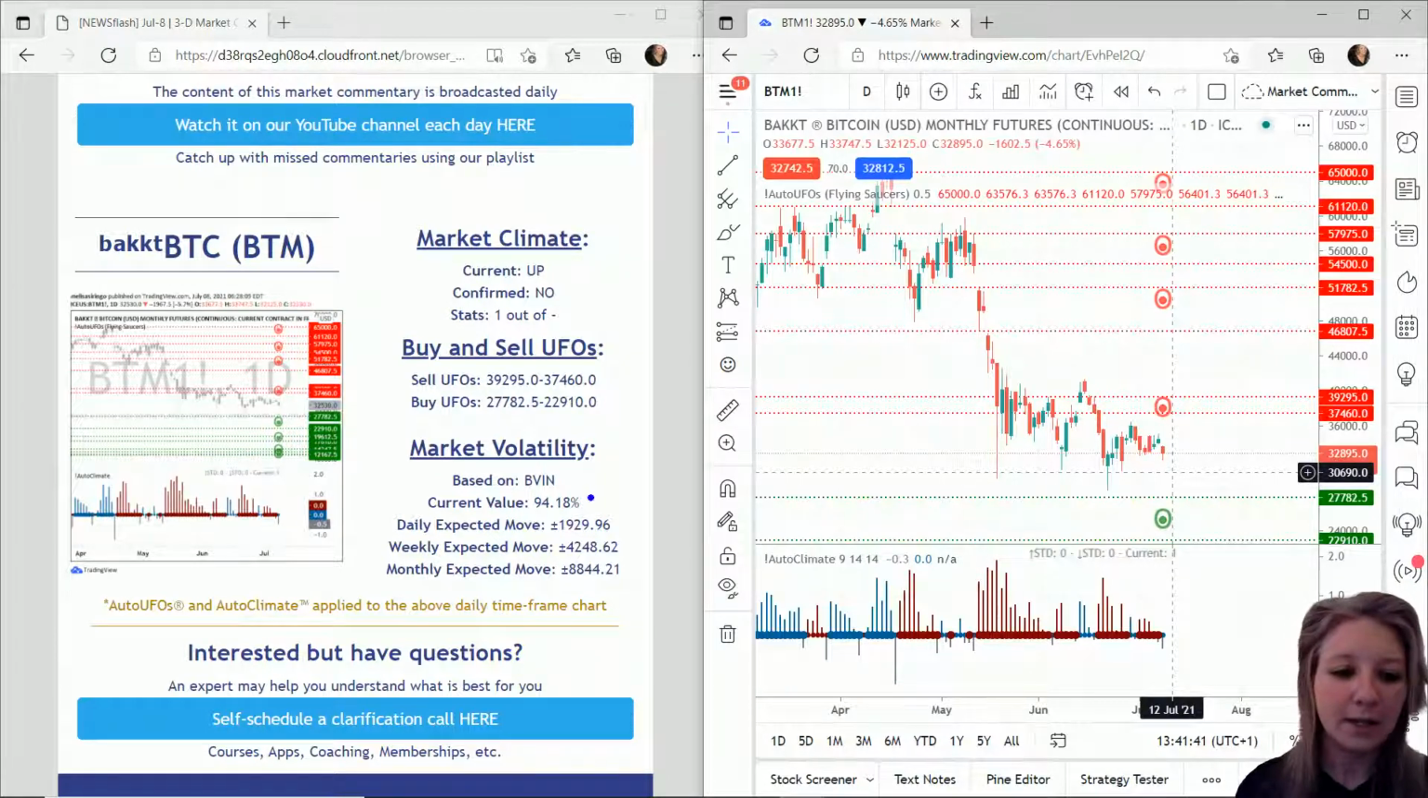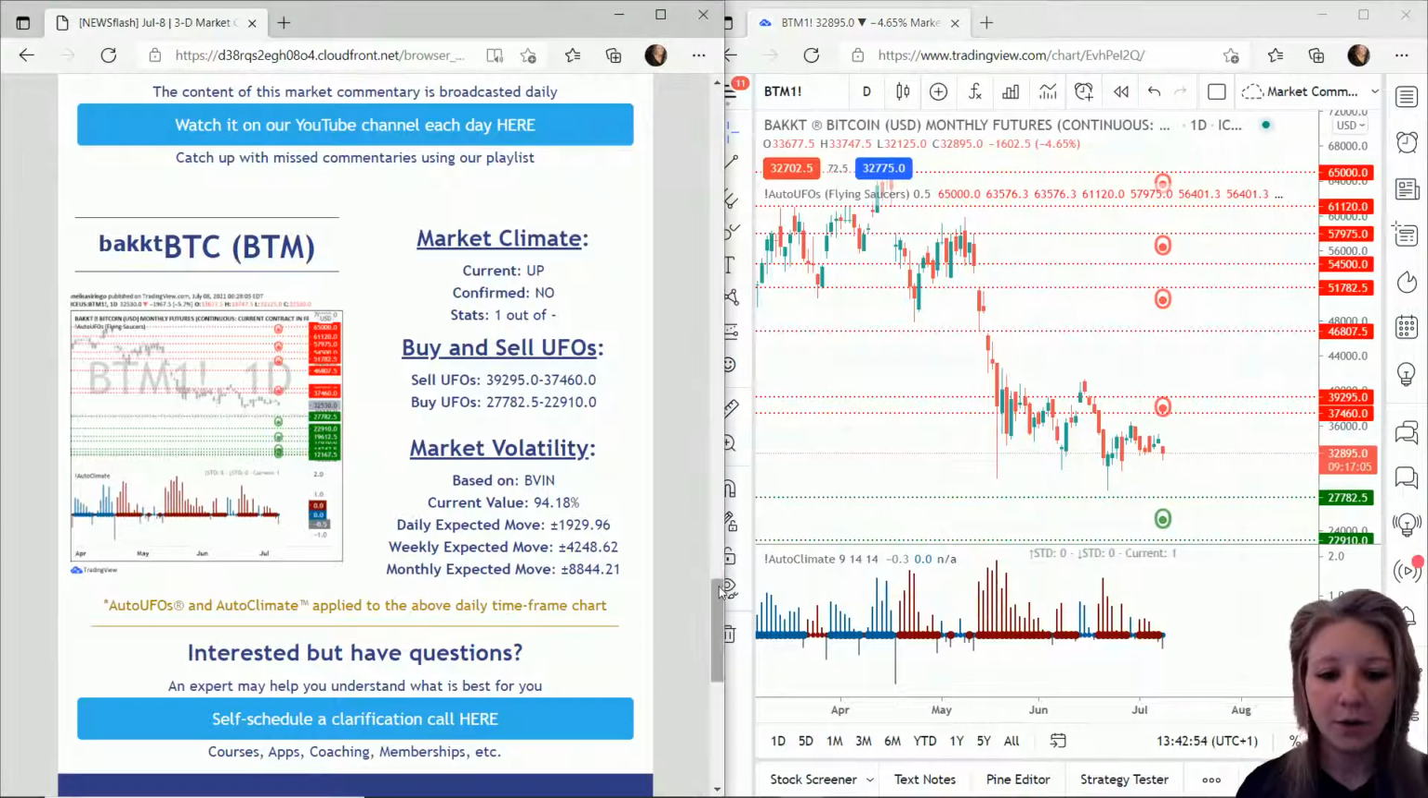In terms of volatility with Bitcoin, we'd expect in 1 year for it to move up or down of 94.18%, which in a day is up or down of 1,929.96 points. In a week, it's 4,248.62 points. And in 1 month, up or down of 8,844.21 points. So that is backed Bitcoin.